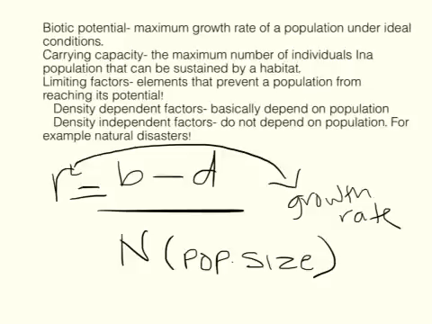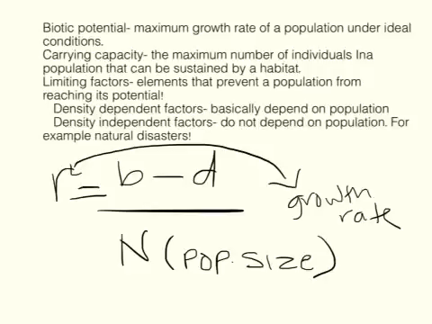Biotic potential is the maximum growth rate of a population under ideal conditions. So when everything is going right for a species, their growth rate goes up really high. And carrying capacity is the maximum number of individuals in a population that can be sustained by a habitat. So once a population reaches that carrying capacity, they can't produce anymore because its habitat can't take it.